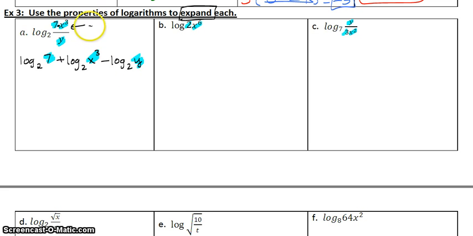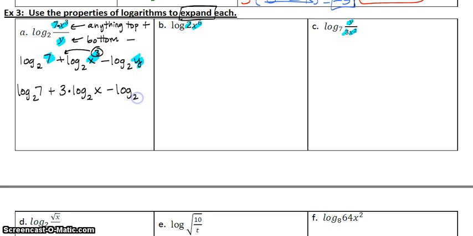And here's a shortcut. When I'm expanding, anything on top is positive. Anything on bottom is going to be negative, and I'll say more about that later, but the reason is because of the quotient property. In the property I only showed you one thing on bottom, but if I had more things on bottom, all of them would be negative. Alright, last but not least, to fully have something expanded, I don't want an exponent, so I'm going to move that exponent to the front of the log for this middle statement. All the other ones stay the same, and then I'm done.